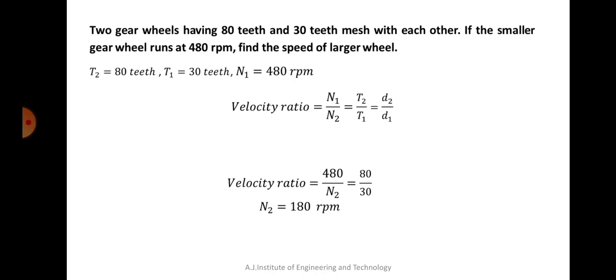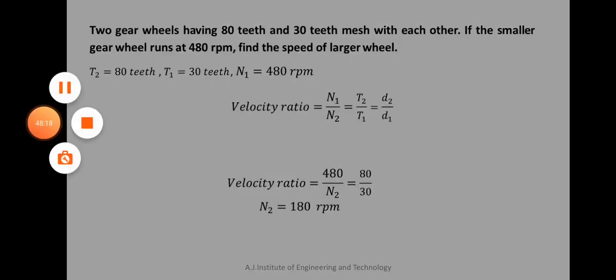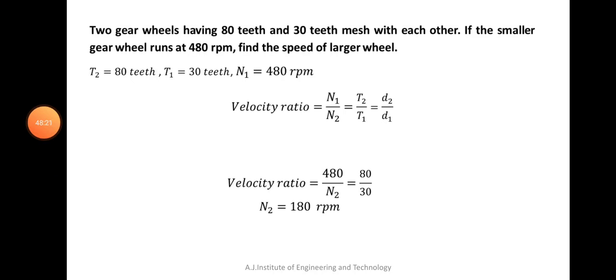So this is the question, first problem. The problems are quite simple actually. So here they have asked, two gear wheels having 80 teeth and 30 teeth mesh with each other. If the smaller wheel runs at 480 rpm, find the speed of the larger wheel. That is the question. So what they have given is the teeth of both the gears, and the speed of one of the gears. You have to find the speed of the other one.